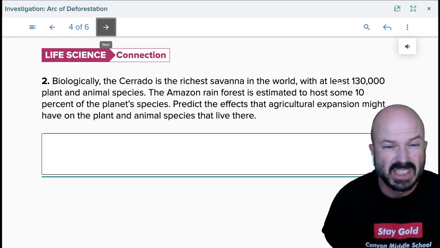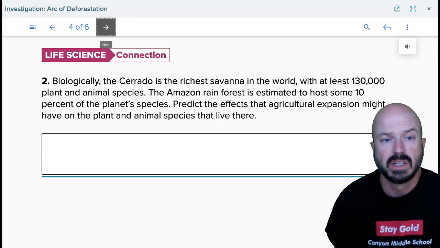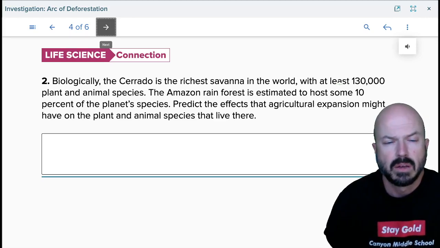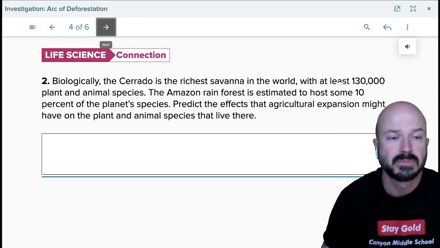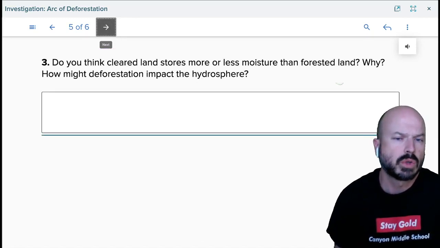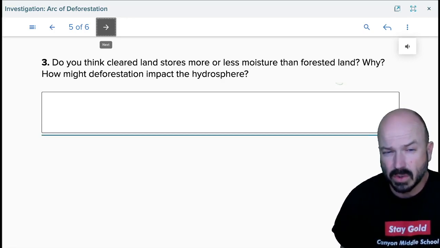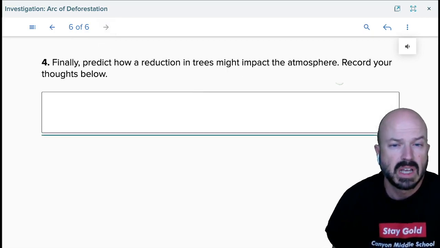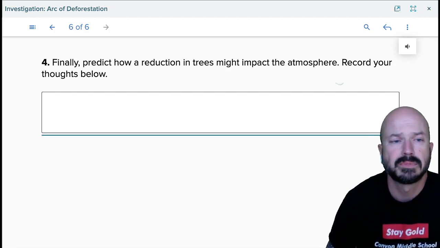Biologically, the Cerrado is the richest savanna in the world with at least 130,000 plant and animal species. The Amazon rainforest is estimated to host some 10% of the planet's species. What effect do you think agricultural expansion might have on the plant and animal species that live there? Now, do you think the cleared land stores more or less moisture than forested land? And why? Do you think deforestation might impact the hydrosphere? And then, how do you think a reduction in trees might impact the atmosphere? Record your thoughts.